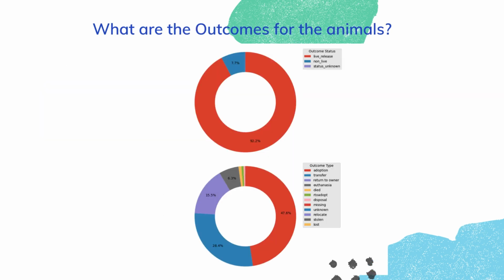What are the outcomes for the animals? Shown here on the top graph, live release makes up a significant proportion at 92.2%, followed by non-live at 7.7%. The lower graph shows the breakdown of the outcome types. And you can see adoption, transfer, and return to owner make up significant proportions, followed by euthanasia at 6.3%. Every other outcome type is significantly lower than 3%, which is good, showing that this live release is made up of adoption, transfer, and return to owner proportion.